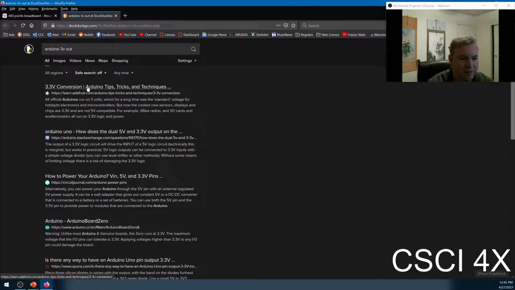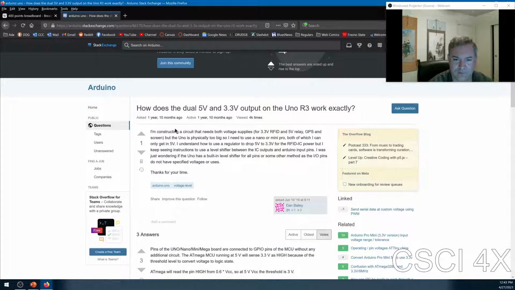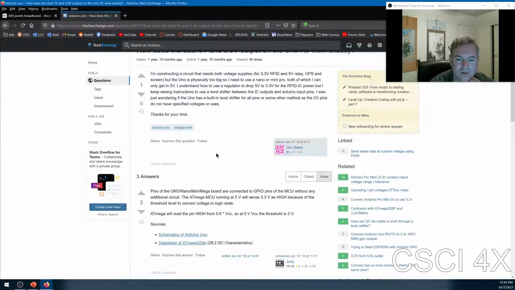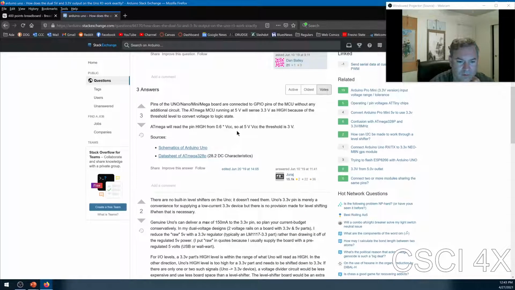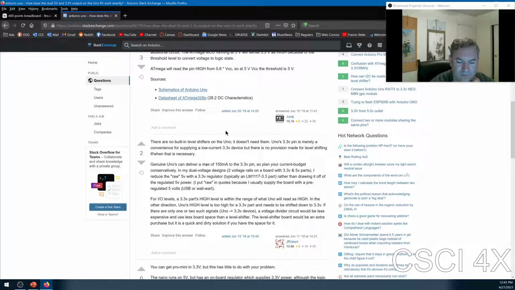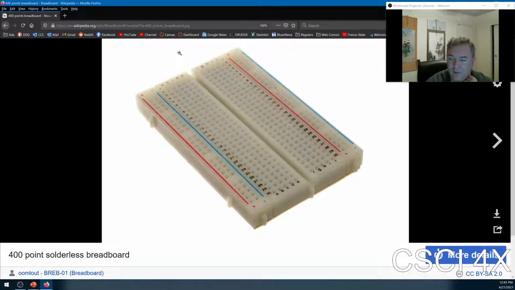Or are they 5 also? All official Arduinos run on 5 volts, but the coolest new sensors are 3.3, not 5. So you have to do a voltage divider. Let's see. How is it? Okay, so some of them do have 3 volts out. Okay. So anyway, you could attach 5 volts here and ground here.